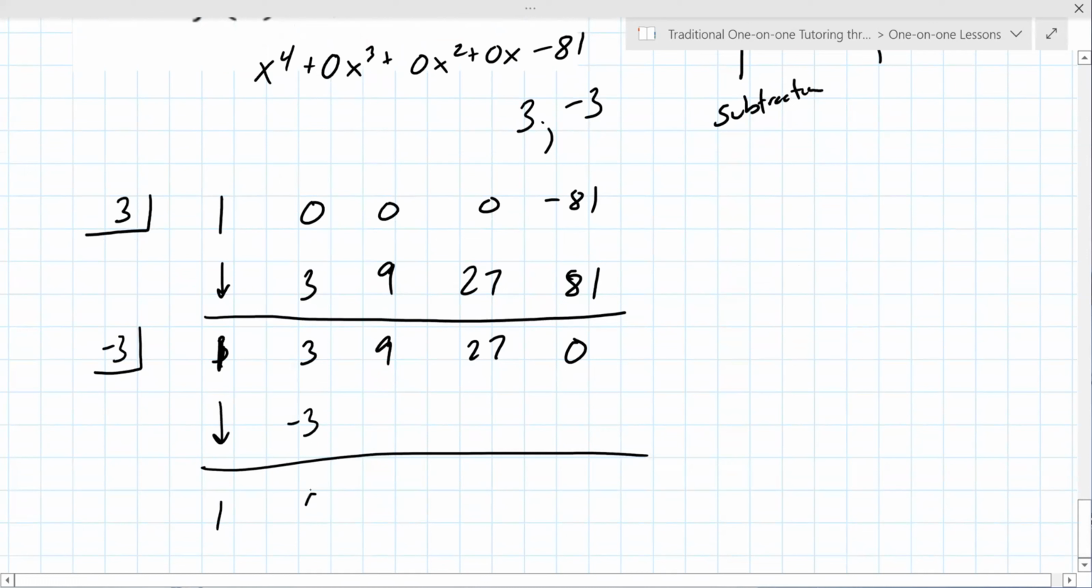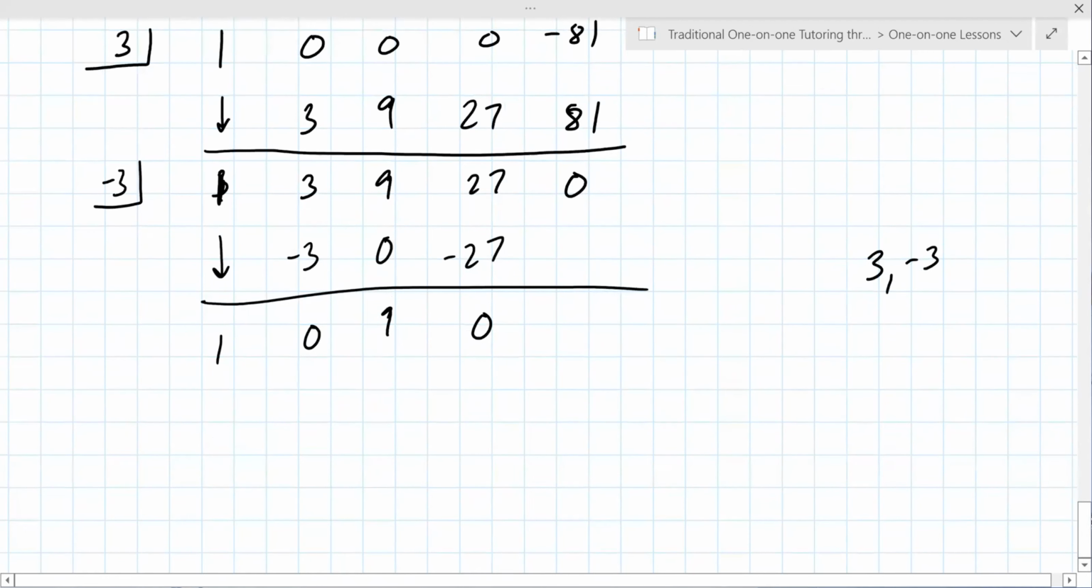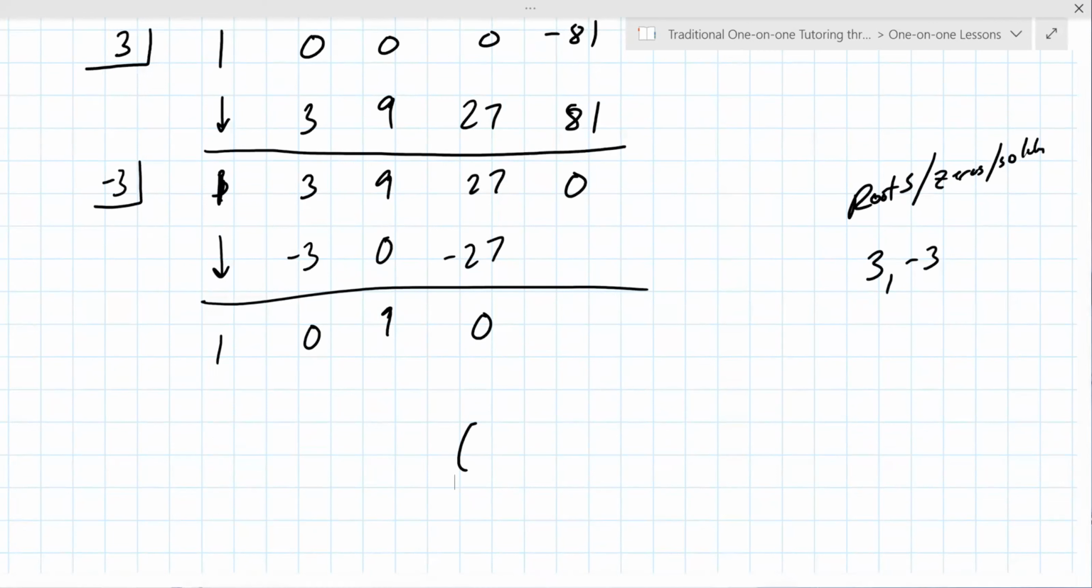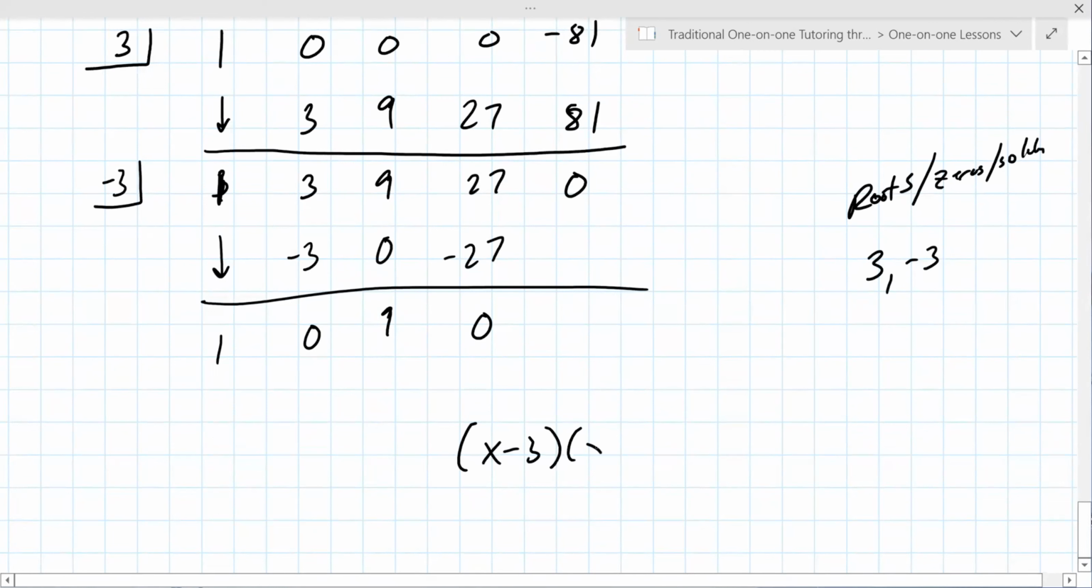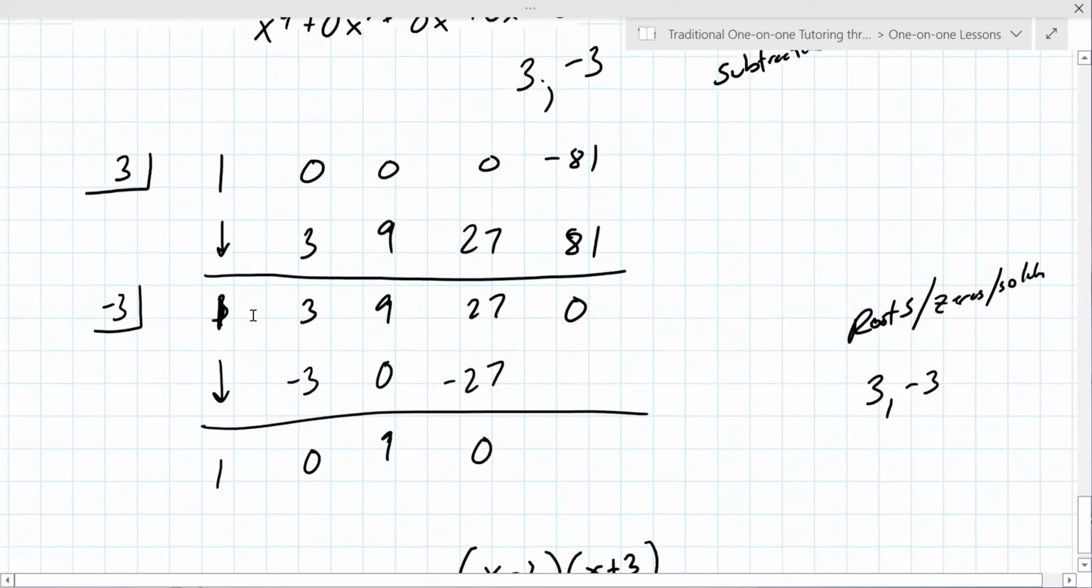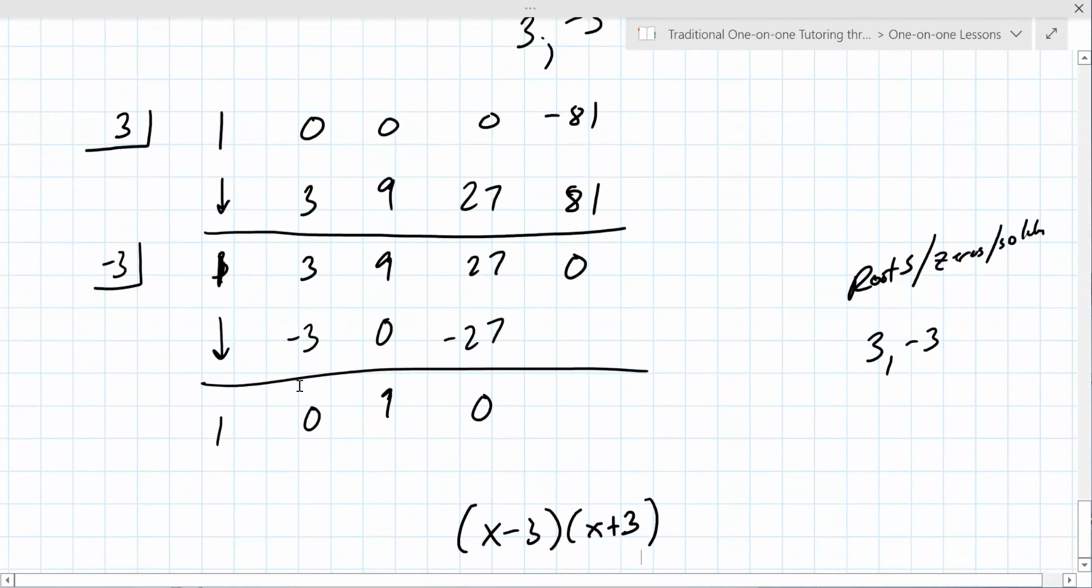So 1 minus 3 gives you 0, 0, 9 minus 27, 0. Okay. So just like I asked in the previous problem, 3 and -3 are the roots. Roots, zeros, solutions, they all mean the same thing. But if you wanted to write it in factored form, can you tell me what 3 and -3 are in factored form? It'd be x minus 3 and x plus 3. Yes. Very good. Now, look at what's left over here. And keep in mind, you started with an x to the fourth. What's left over here? This 1, 0, and 9.